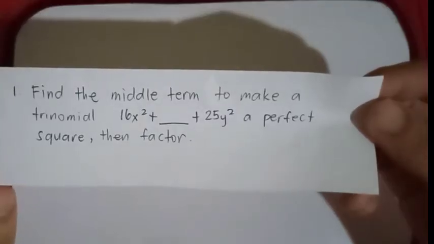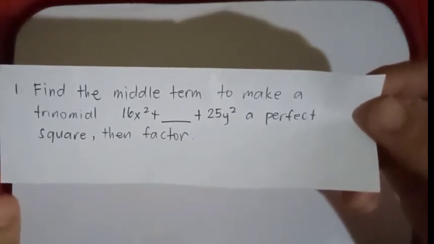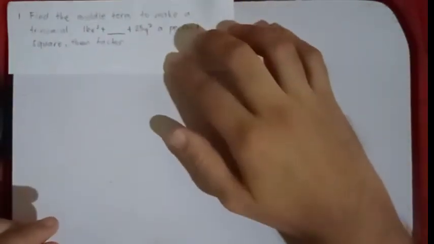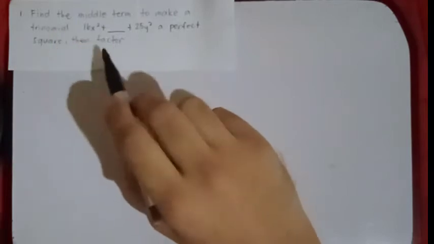Number 1, find the middle term to make a trinomial 16x squared plus blank plus 25y squared a perfect square, then factor. Ayan. So, gagawin is hahanapin natin yung middle term para makumpleto natin yung perfect square trinomial. So, i-recall natin yung pattern ng perfect square trinomial.